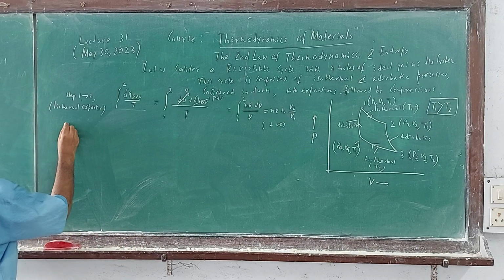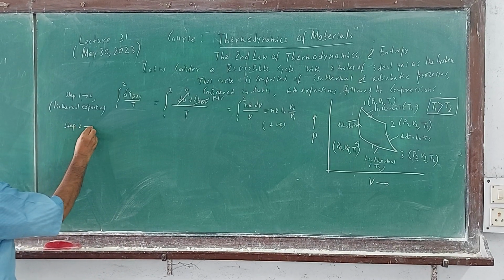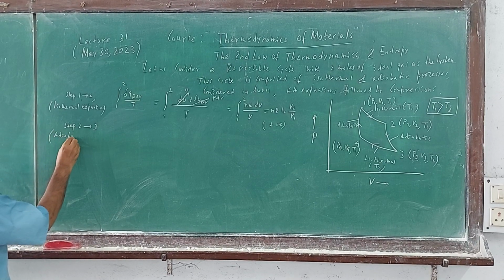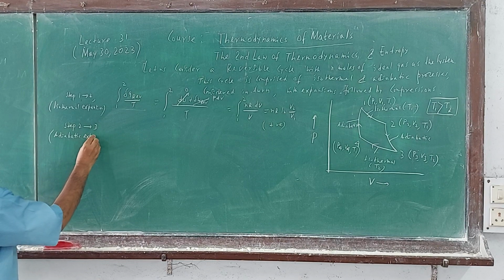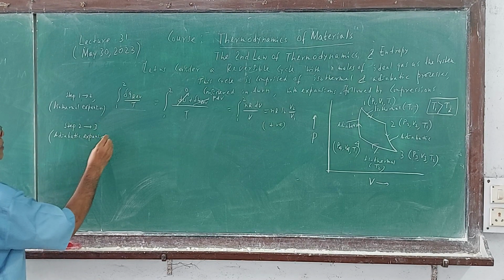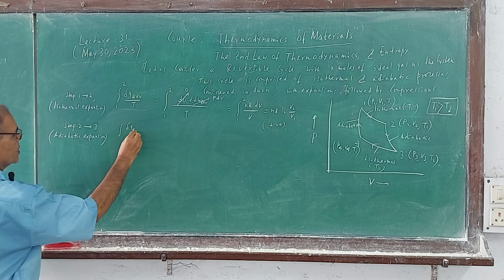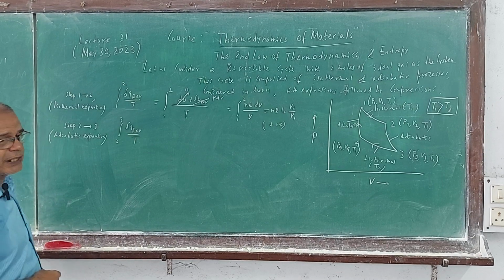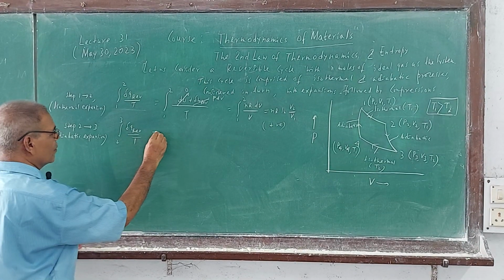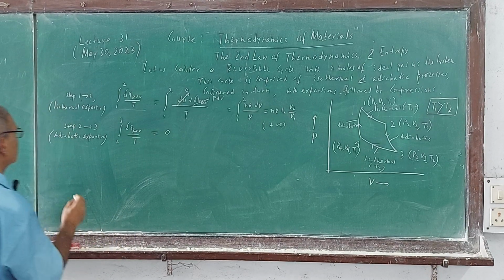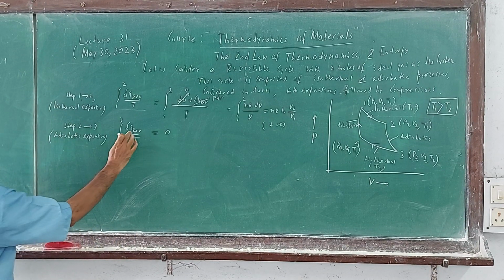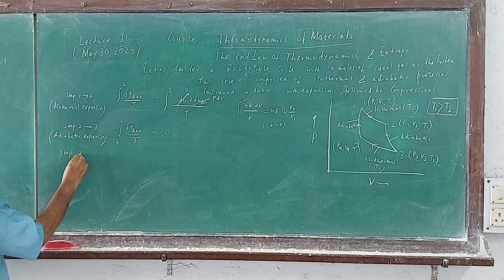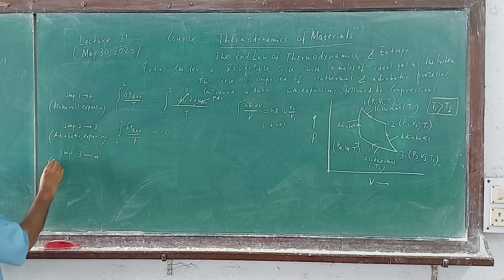Next is step 2 to 3. Step 2 to 3 is adiabatic expansion. Integration dq reversible by T from 2 to 3, since adiabatic, is 0. Next step, 3 to 4. Step 3 to 4 similarly is isothermal compression.